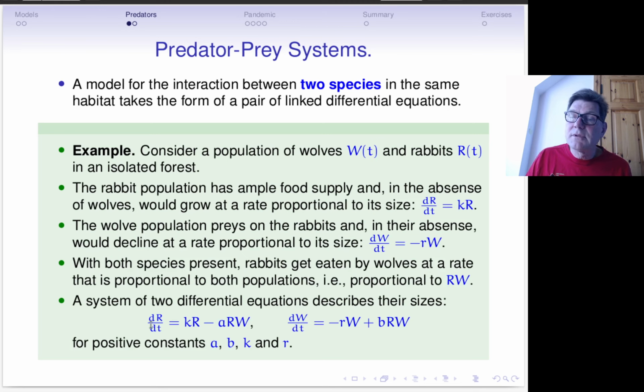So we have the rate of change of the rabbit population is k times r minus a constant a times r w, and the rate of change of the wolf population is minus r times w from before, plus a constant b times r times w. And here a, b, k, and r are positive constants.